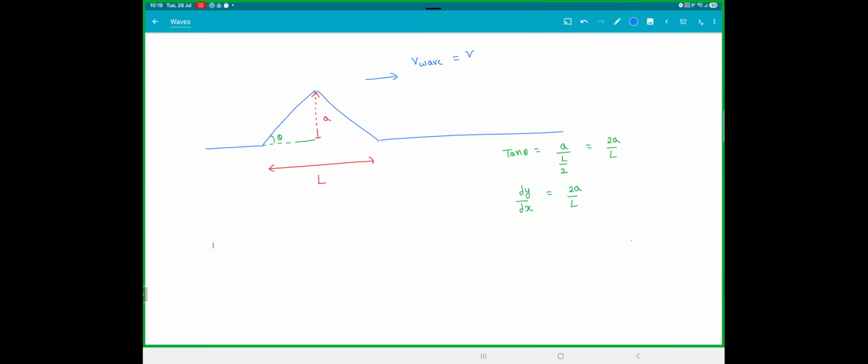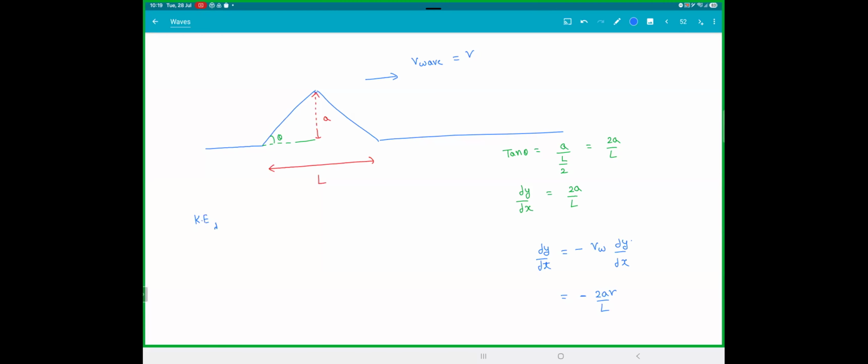You want kinetic energy? And we also know this relation. Dou y by dou t, that's your particle speed, is equal to minus v wave dou y by dou x. So dou y by dou t is minus 2ab by L. Yeah, you got everything you need.